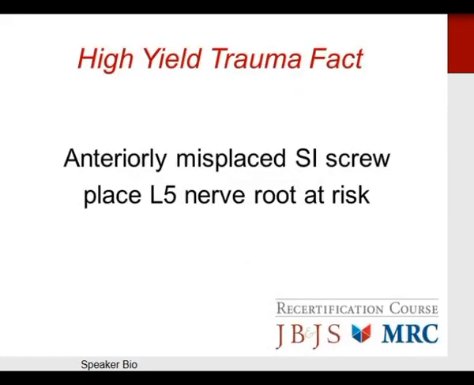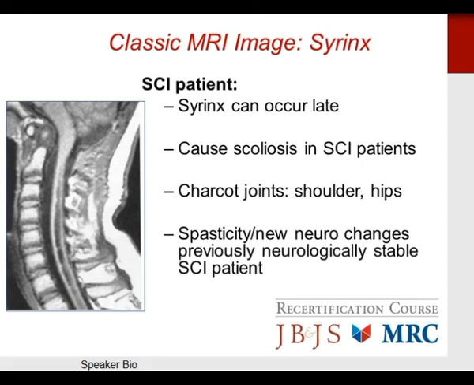Remember that a misplaced SI screw that is anterior to the SI joint places the L5 nerve at risk. This runs over the sacral ala and is at risk for an anterior placed SI screw.